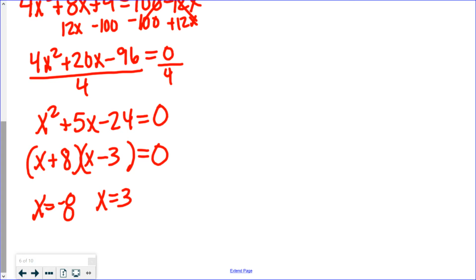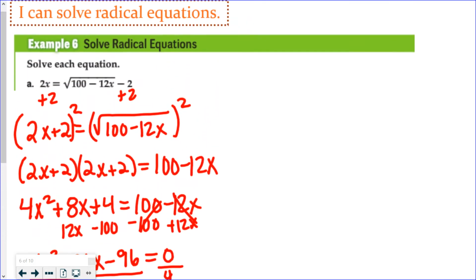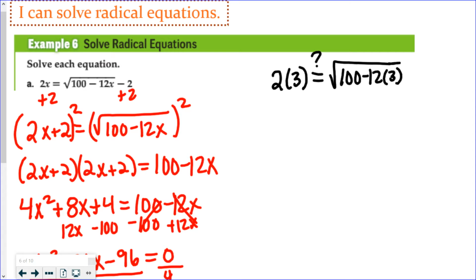So what does that mean? I'm going to plug in 3 into my original equation and see if it works. So I've got 2 times 3, and I'm asking myself, does that equal the square root of 100 minus 12 times 3 minus 2? All right, on this side, 2 times 3 is 6. When you're checking equations like this, you never move anything back and forth. You have to keep what's happening on the left-hand side over there, right-hand side stays on the right-hand side, and then you see if it equals each other at the end.